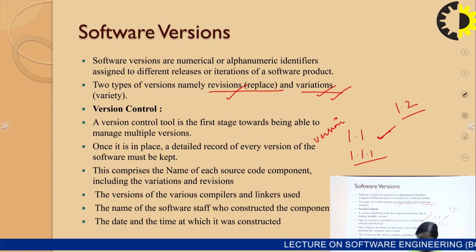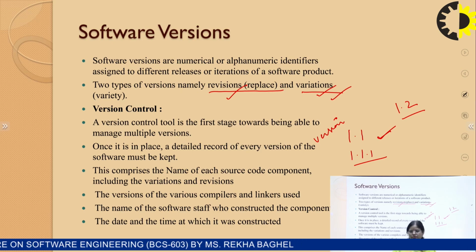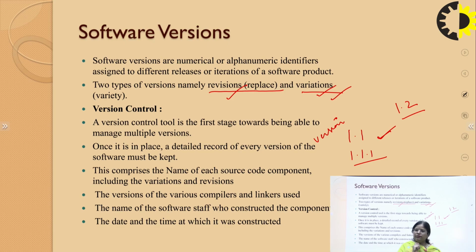These versions are controlled by a tool known as a version control tool. The version control tool is the first stage towards being able to manage multiple versions. We have a software and we have produced many versions of it. So it is necessary to store all the details of all the versions separately, so that if we need to find some information from a particular version, we can easily fetch it.